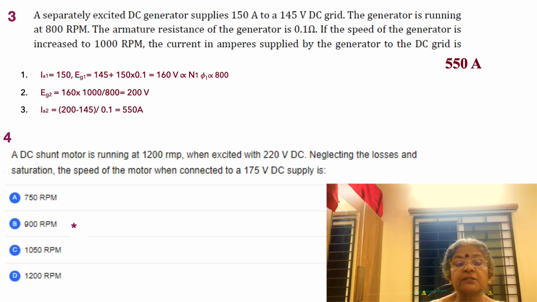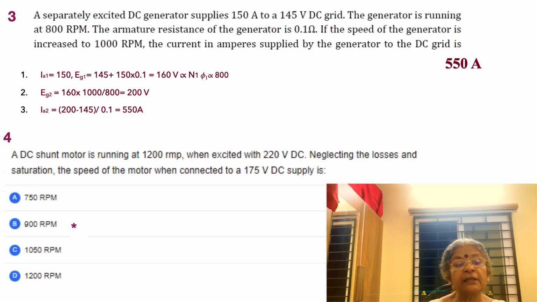The armature resistance of the generator is 0.1, so we are having a drop. The drop is created by 150 amps flowing through the 0.1, creating a 15 volt drop there. In other words, now we can see that Eg is equal to 145 plus 15. So immediately you can start doing it, though the methodology is written out there.